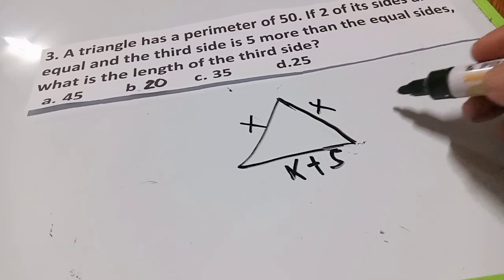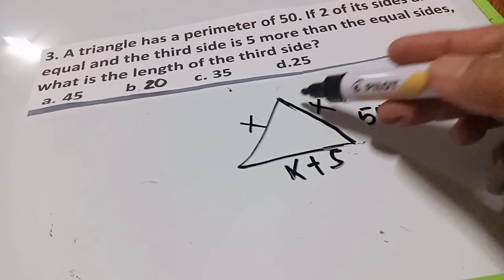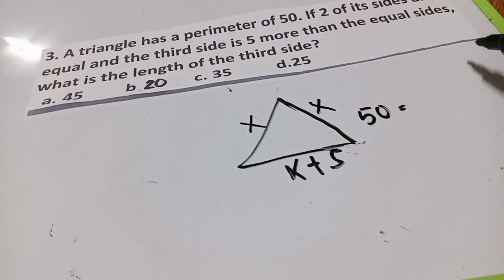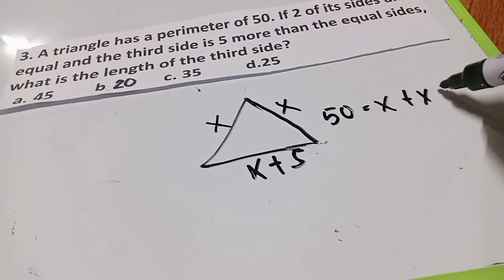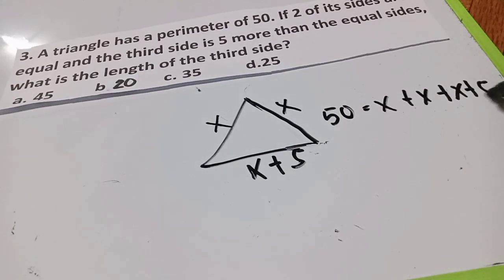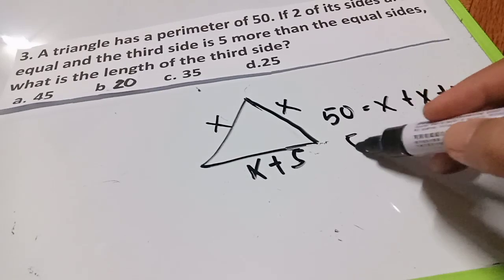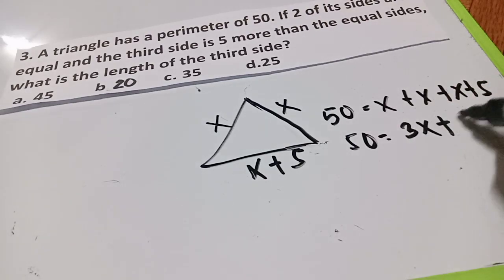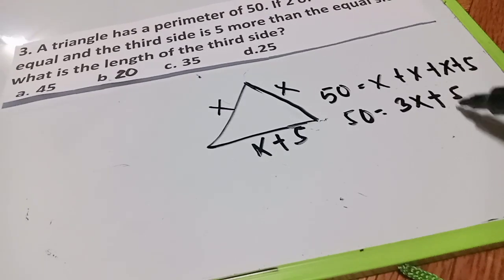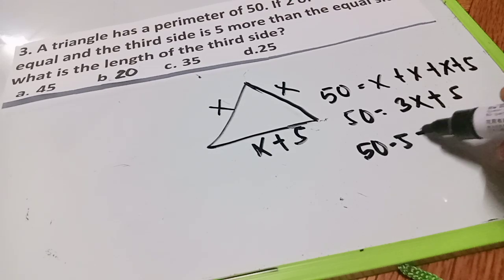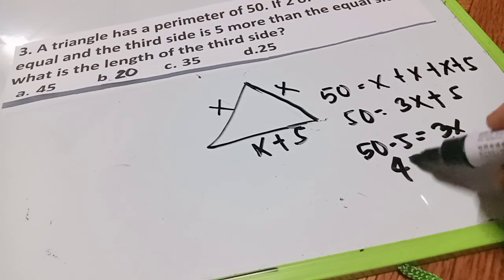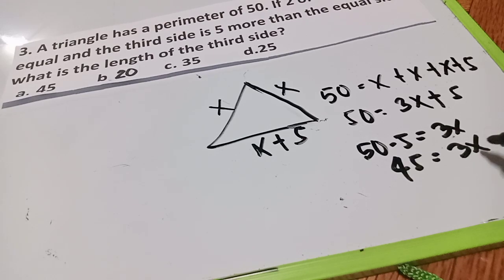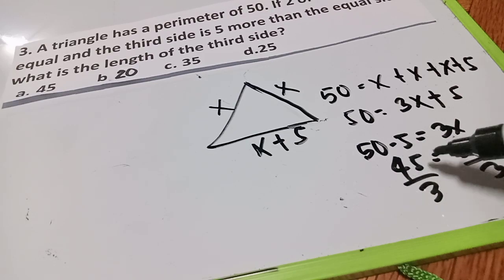And the total perimeter is 50, so all the sides add up to 50. Automatically, x plus x plus x plus 5 represents 50. So x plus x plus x will become 3x plus 5. Transpose, so 50 minus 5 is 45 equals 3x. Divided by 3, divided by 3. So automatically 45 divided by 3 is 15. Am I correct?